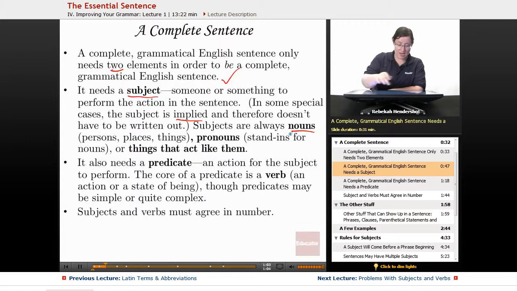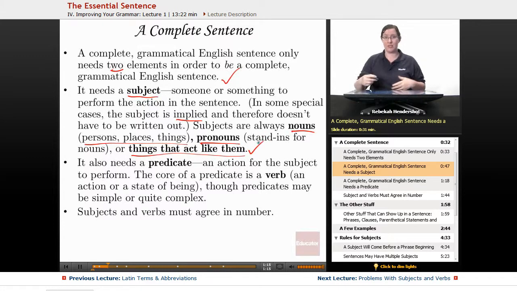Subjects are always nouns, that's persons, places, or things, or ideas, or pronouns, which are shorter words that stand in for nouns, or things that act like them, so gerund verbs that are doing the job of a noun. We'll look at all of that.